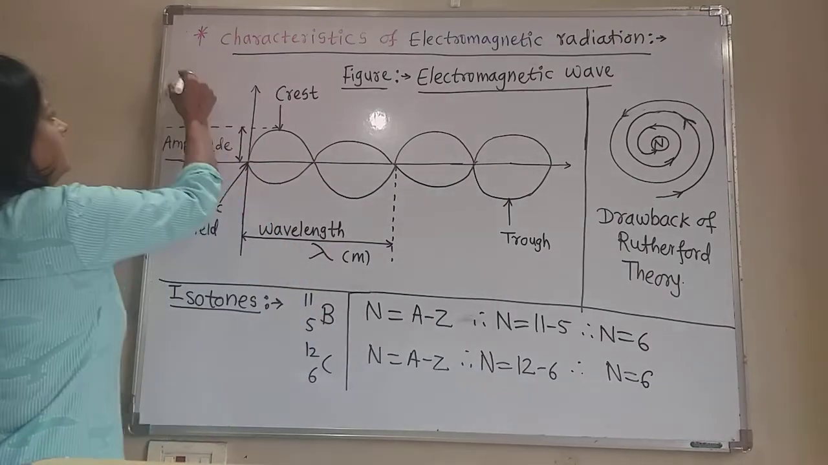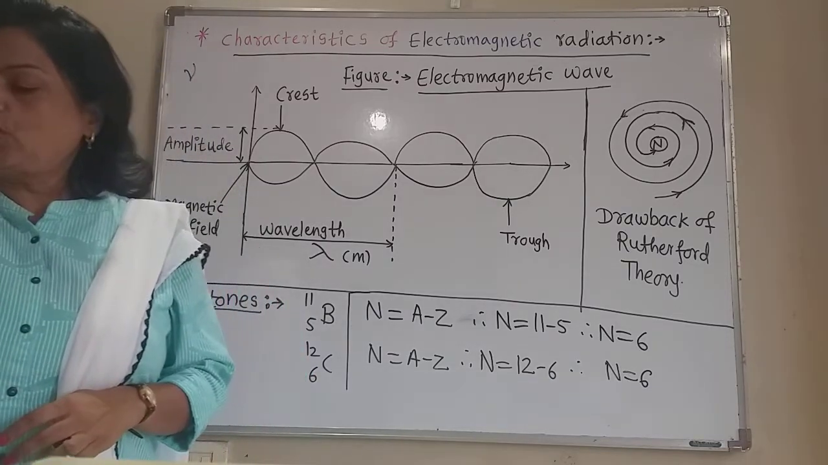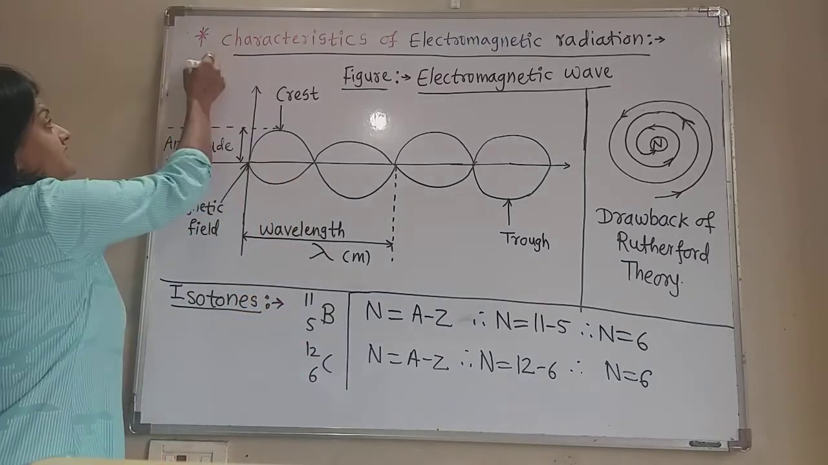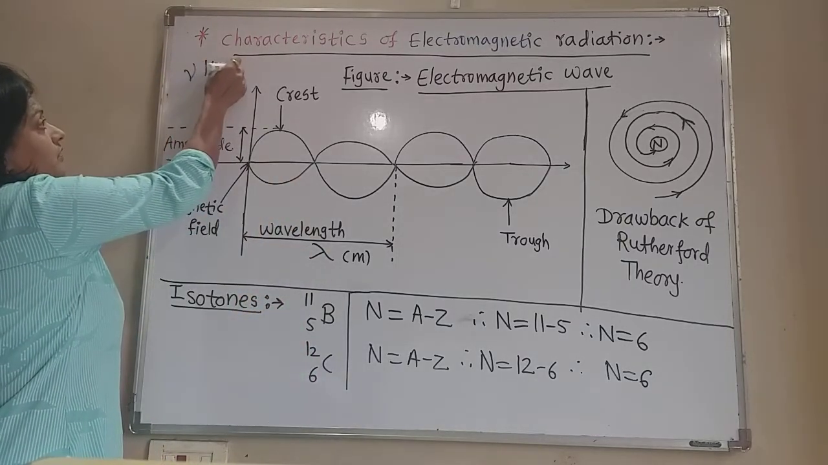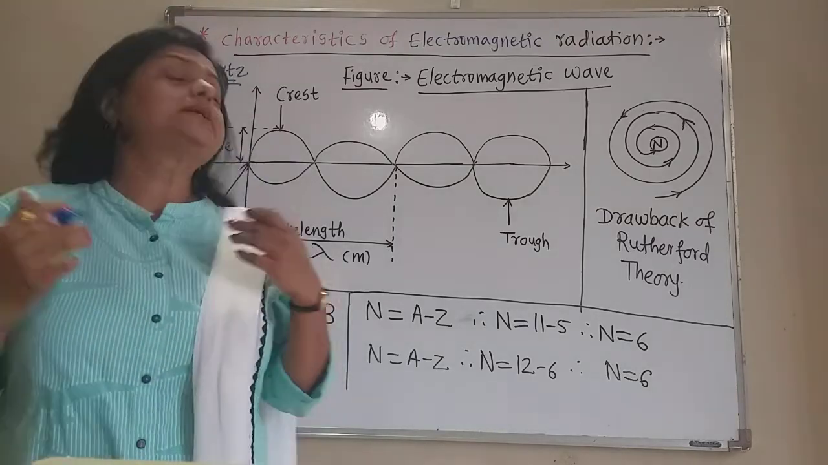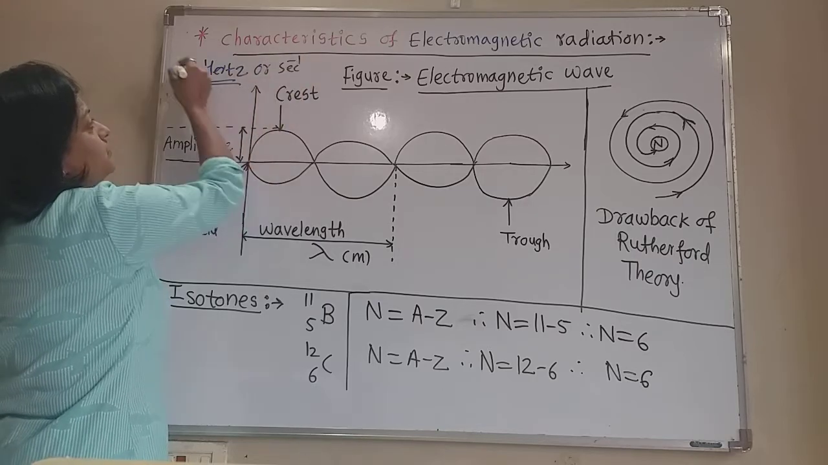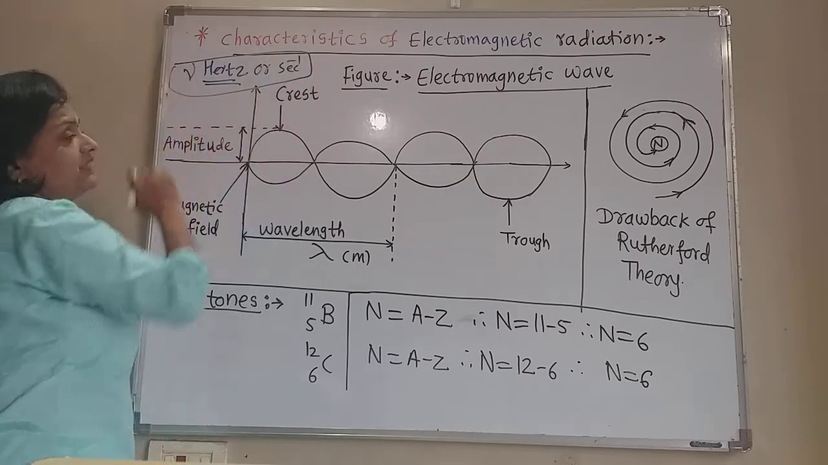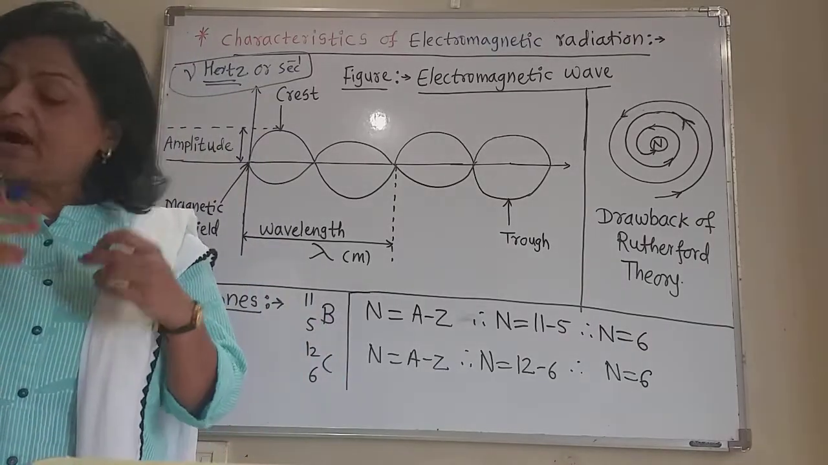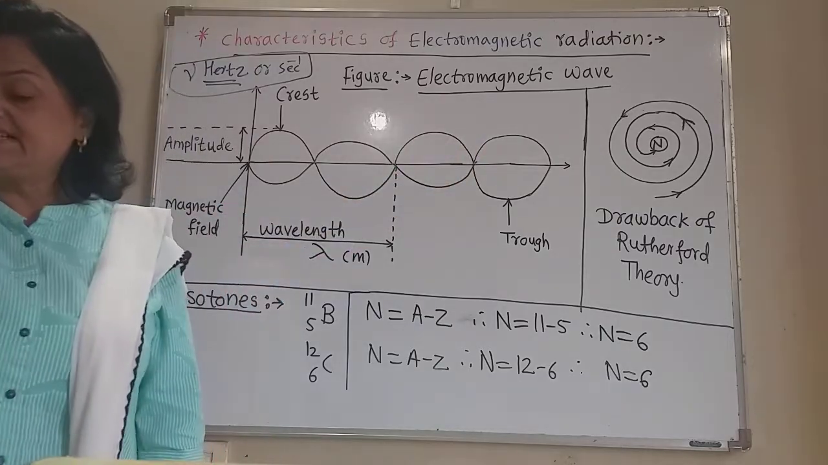The SI unit of the frequency is hertz, or per second. These are the SI units of the frequency. What is frequency? Frequency is the number of waves that pass through a given point in 1 second.